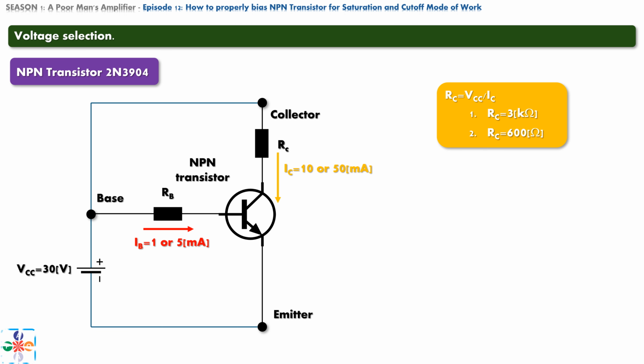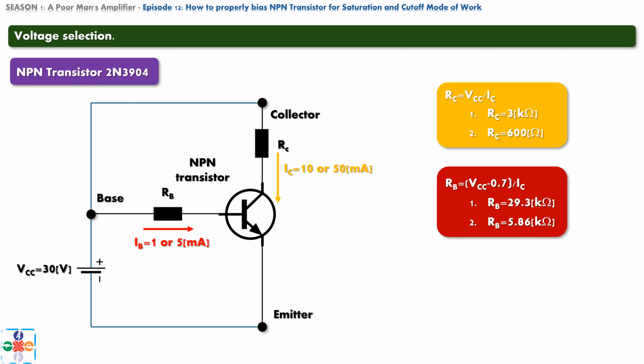Here, we have to take into calculation the voltage drop that PN junction between base and emitter terminal imposes on us. We have learned from previous videos that for silicon semiconductors, the value of that voltage drop is 0.7 volts. So, formula goes like this: the resistance for base resistor is proportional to the difference between VCC and voltage drop of 0.7, and inversely proportional to the current. So, we get values of 29.3 and 5.86 kiloohms, respectively.